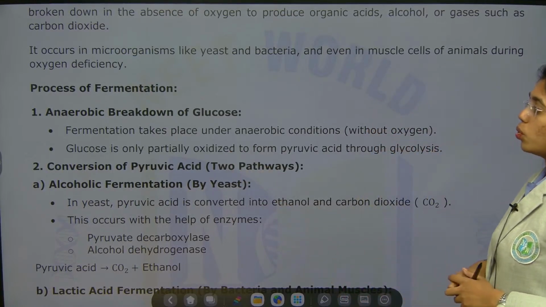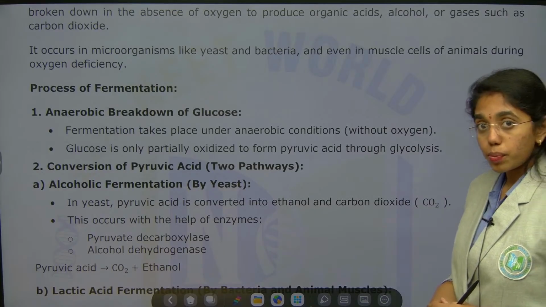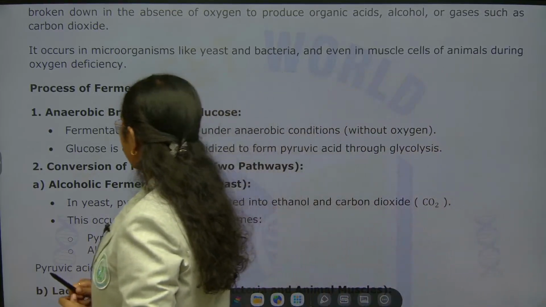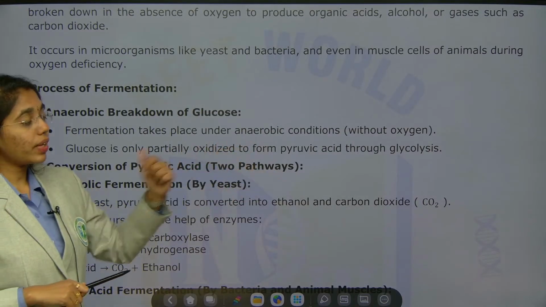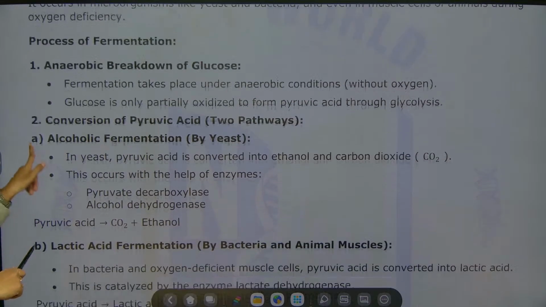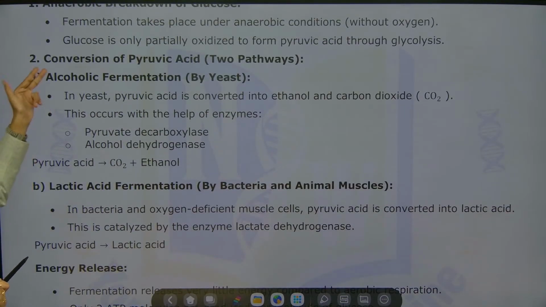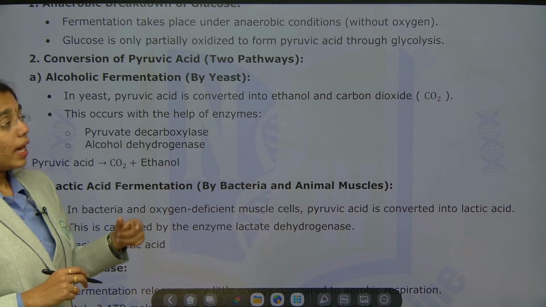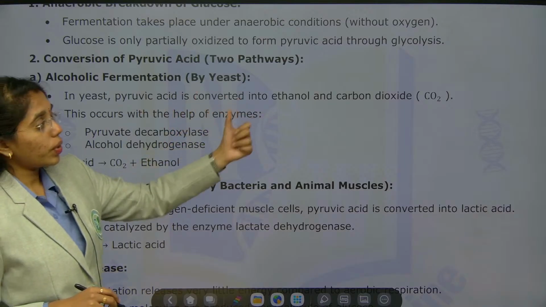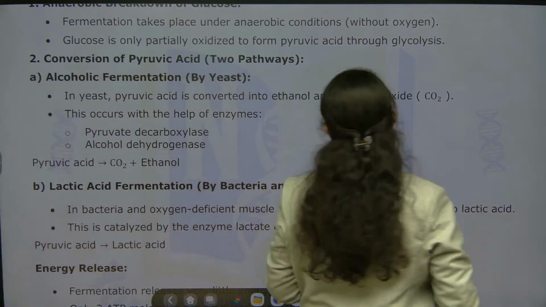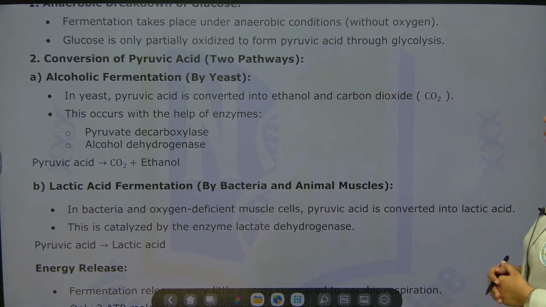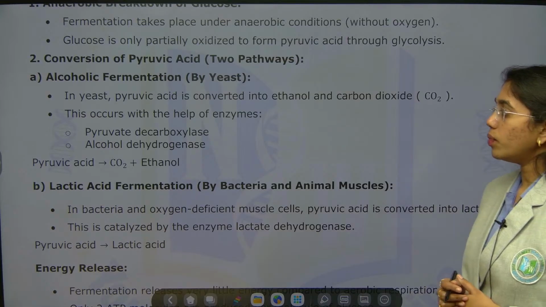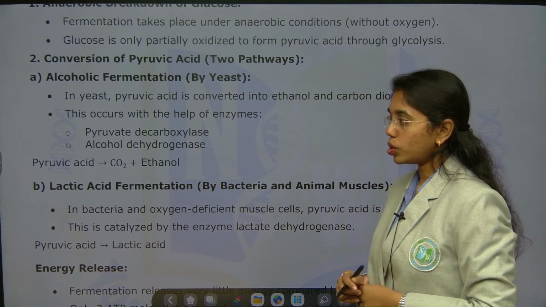Anaerobic breakdown of glucose. Here fermentation takes place under anaerobic conditions and glucose is only partially oxidized to form what? Pyruvic acid. This is through glycolysis. Now conversion of pyruvic acid takes place in two pathways. One is alcoholic fermentation, that is by yeast. In yeast, pyruvic acid is converted to ethanol and carbon dioxide. It occurs with the help of two enzymes. One is pyruvate decarboxylase, second will be alcohol dehydrogenase.